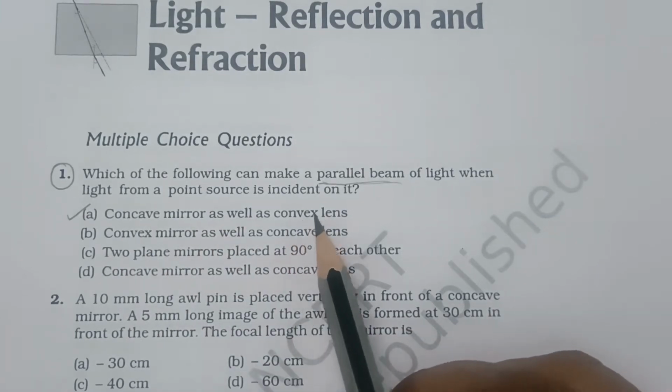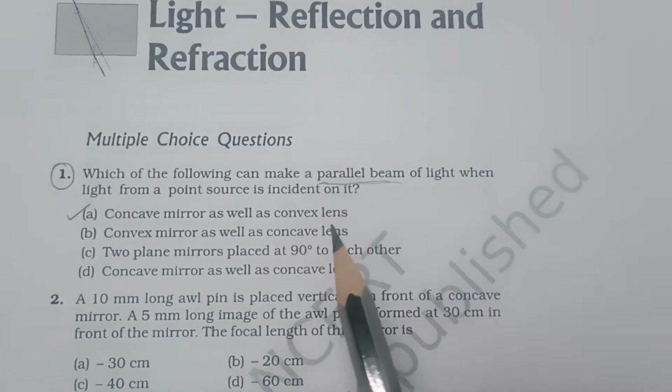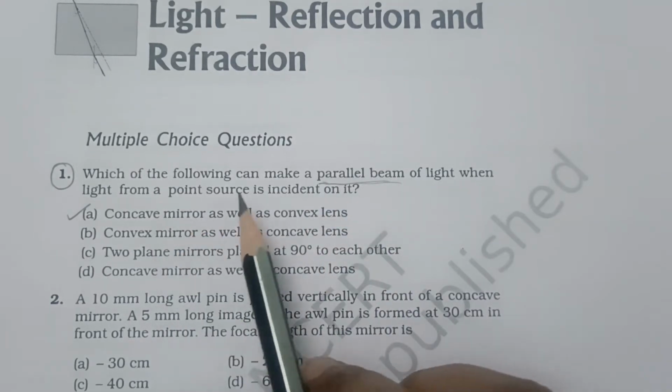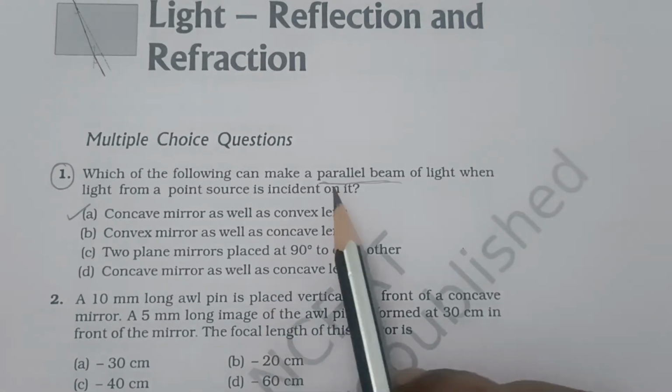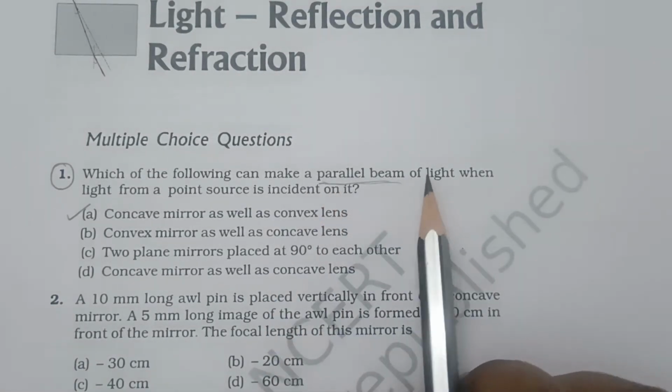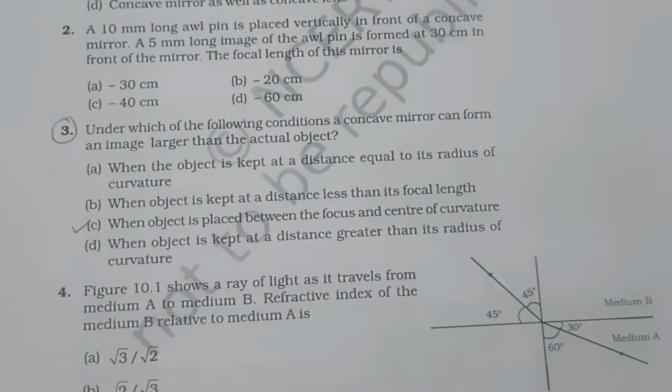Once we study the convex lens, you will come to know that a convex lens also will give the parallel beam of light when a point source is incident on it. So to get a parallel beam of light, we use the concave mirror. Next, question number 3.